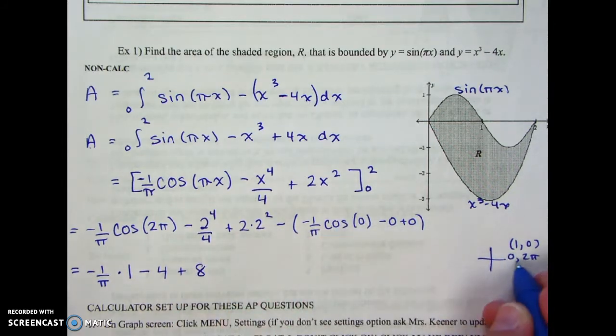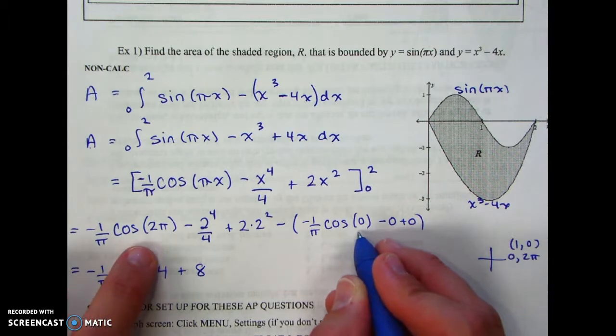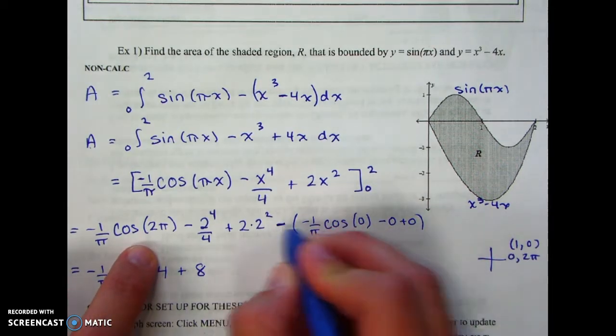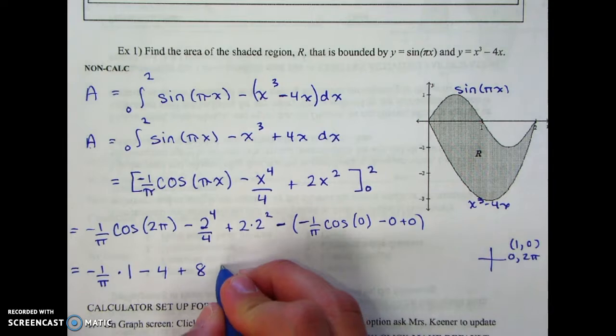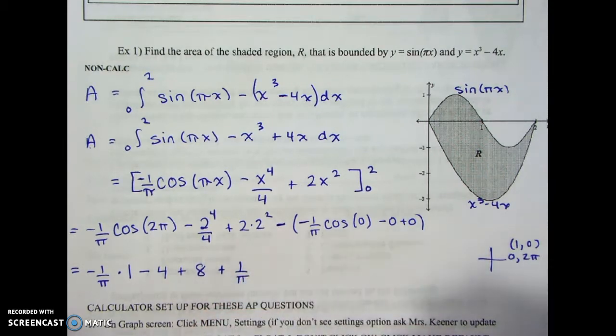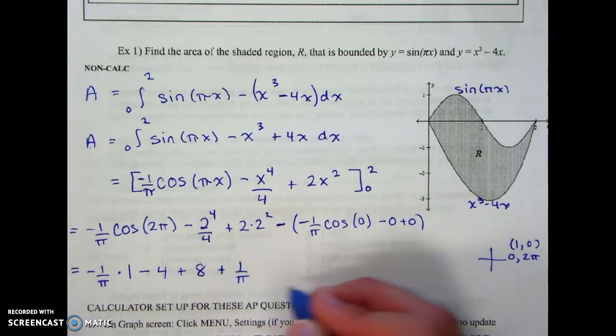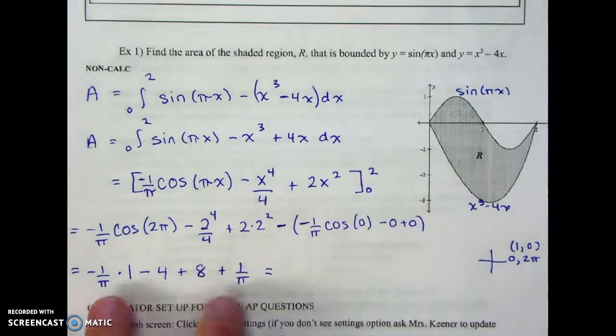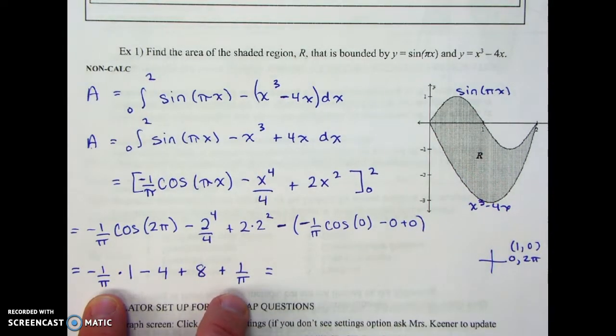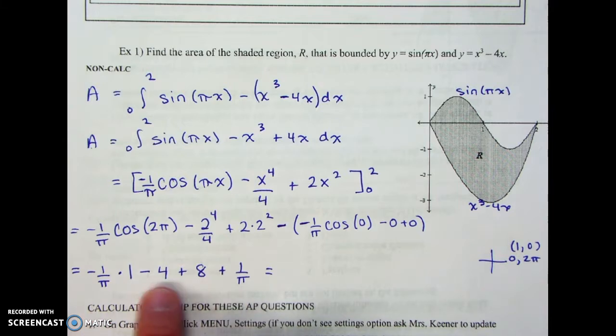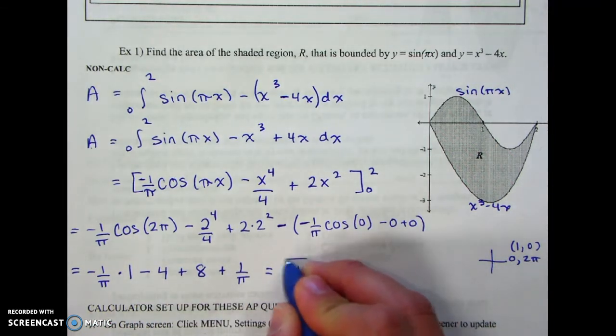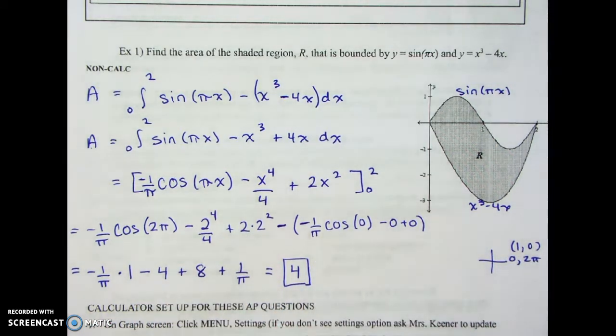And then the cosine of 0 is the same as the cosine of 2 pi, which is 1. We have a negative negative, so that becomes 1 over pi. Yes, did I say that right? Okay, what happens to the 1 over pi's? They cancel, and I have a negative 4 plus 8. So the area between these two is 4.